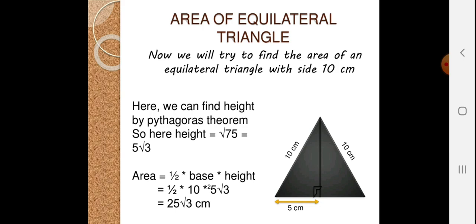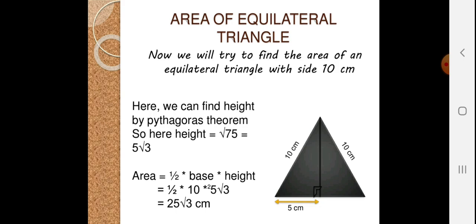Now, you have the base as well as the height. The base will be 10 centimeter and the height that you found is 5 under root 3. Now, when you divide 10 by 2, you get 5, and that 5 you multiply with the 5.